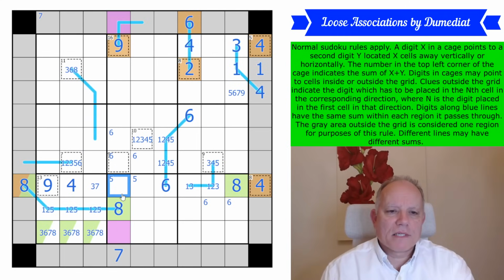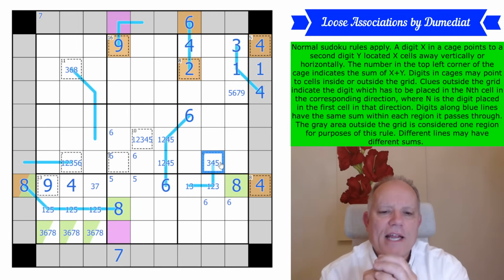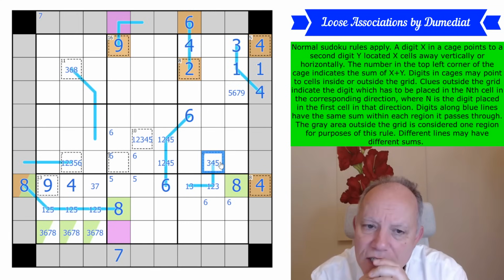Could that be a 7? That would be a 2. That would make that a 3. You'd have 1, 2 here, 5 here, 3 here. It'd be quite a lot of information, none of it any use at all.